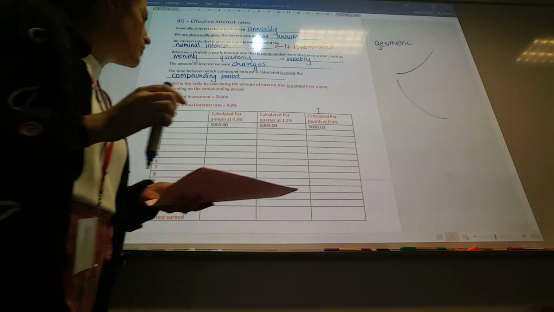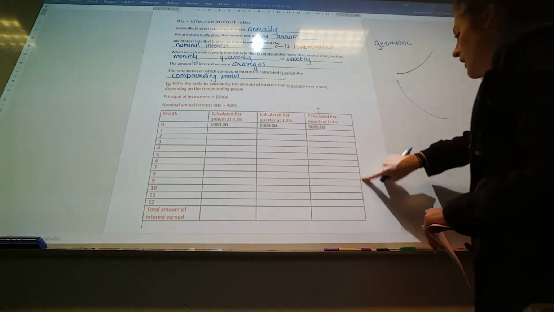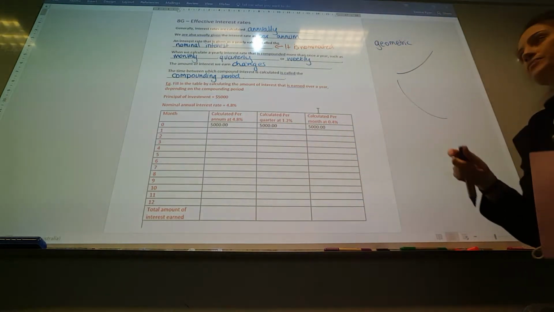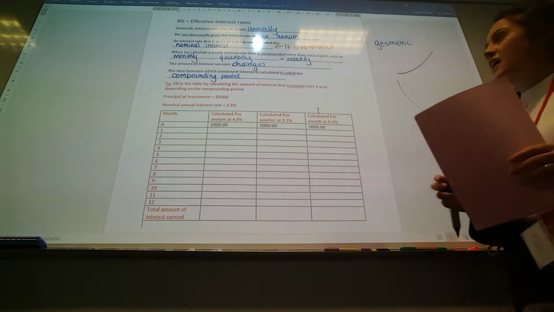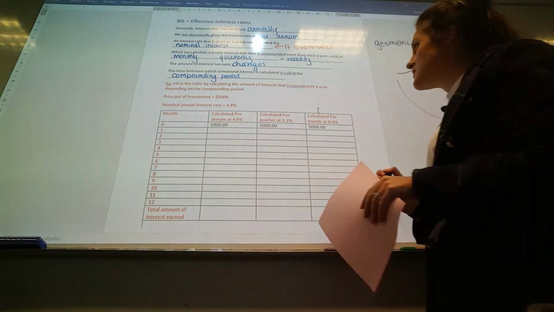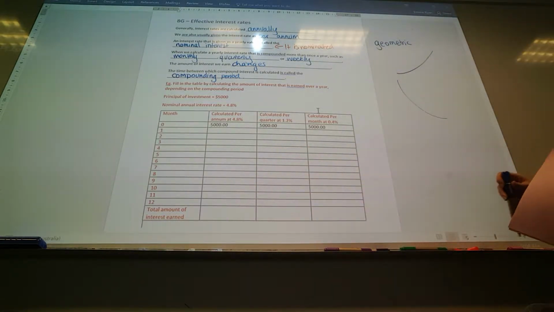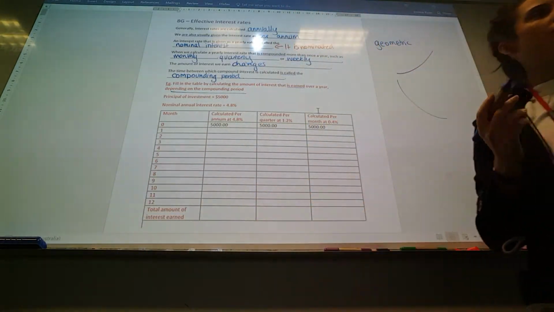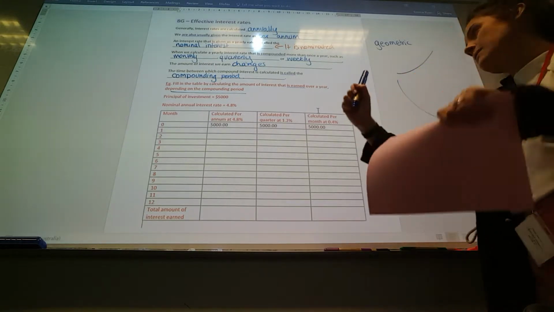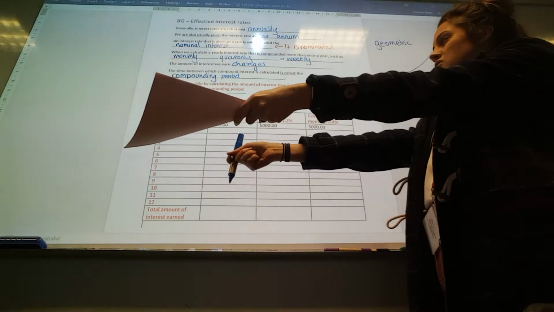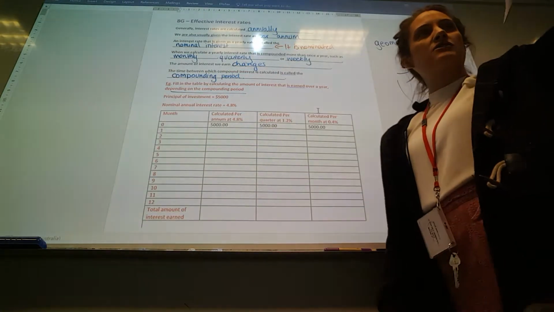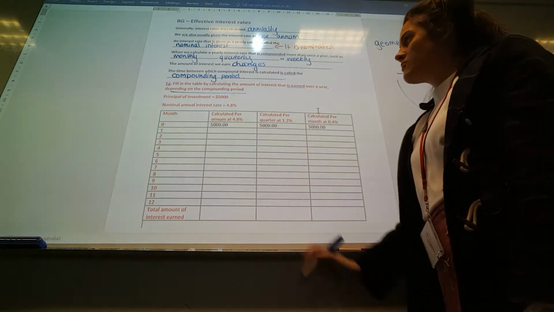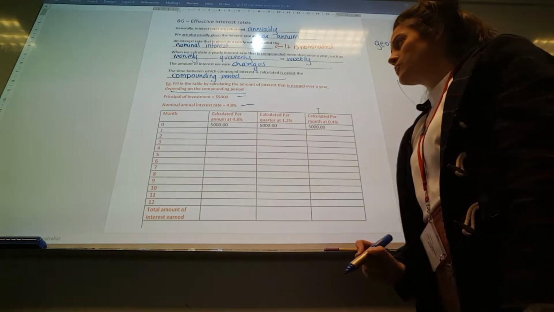Cool. All right. So what we're going to have a look at is this table and how things can change a little bit depending on how we're calculating. So we've got: fill in the table by calculating the amount of interest that is earned over a year, depending on the compounding period. So we've got an investment of $5,000. We've walked up to the bank and said, here's $5,000. And the bank has said it's going to be 4.8% per year, per annum. All right, so that's our rate, that's our principal.